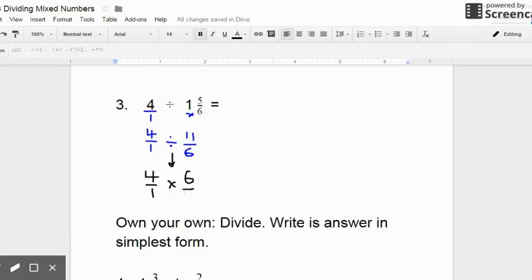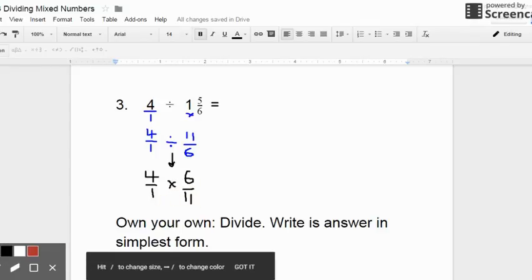This is one reason why I can't cross simplify, because now if we look at this, we can't cross simplify anything. Nothing goes into 4 and 11, nothing goes into 6 and 1. So we just have to multiply straight across. And usually that means we can't simplify down anything at the end, because we can't cross simplify.